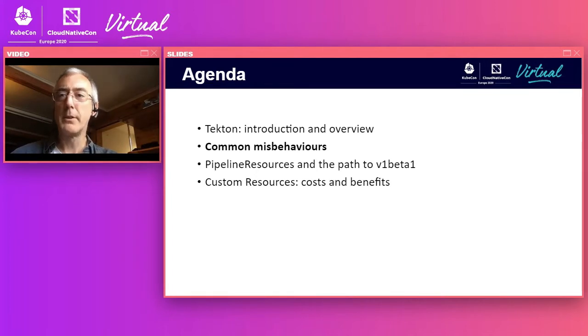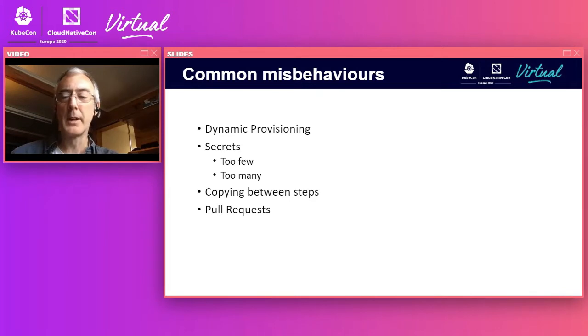Okay, so you've just picked up Tekton, you've downloaded it. What are some of the things that can go wrong, and what does that look like? There's several I'm going to touch on. One's to do with the availability of dynamic provisioning in your cluster, and then you might have too many secrets, you might have too few secrets, and particularly in the alpha versions of Tekton, there were some issues with copying data between steps and oddities in how pull requests would be handled. But V1 Beta shields you from these, so I'm going to touch on them, but not go into quite so much detail about how you can see them going wrong, because you shouldn't see those so much anymore.